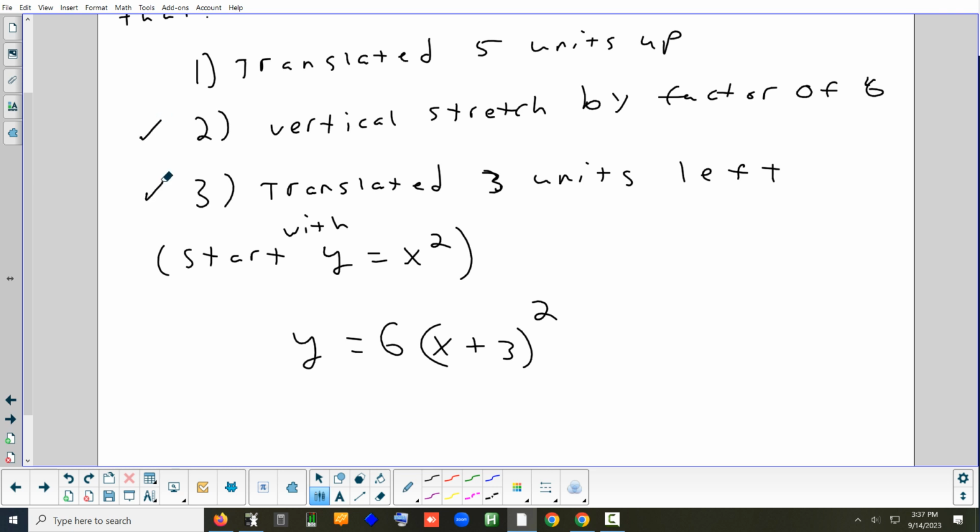How about the translate 5 units up? Is it on the right side? Yeah, everything's on the right side. On the end, would you add? Yep, you put plus 5 on the end, and that will shift it 5 units up.